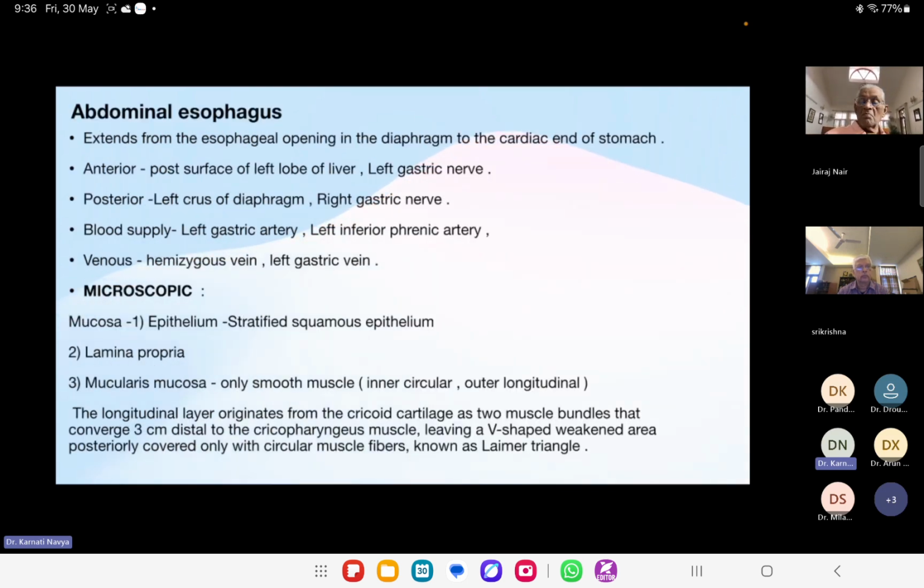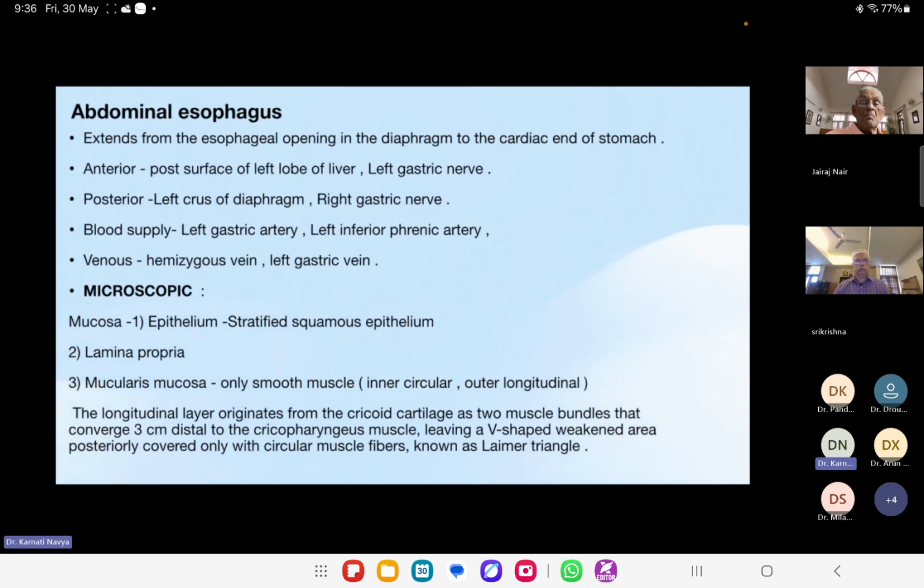The abdominal esophagus extends from the esophageal opening in the diaphragm to the cardiac end of the stomach. Anteriorly, it is related to the posterior surface of the left lobe of the liver and the left gastric nerve. Posteriorly, it is related to the left crus of the diaphragm and the right gastric nerve. The blood supply is by the left gastric artery and the left inferior phrenic artery, and the venous supply is by the hemiazygous vein and the left gastric vein.